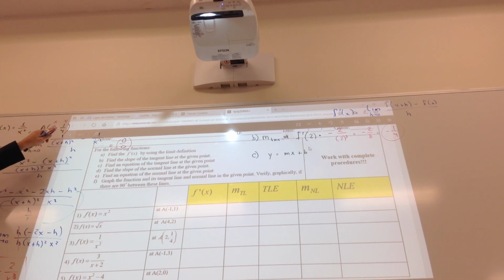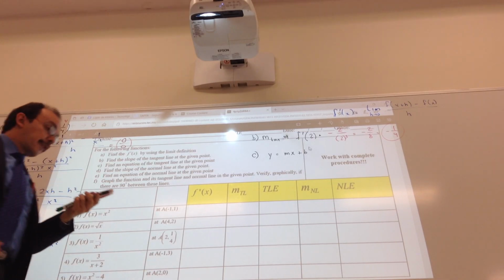And how do you find y? Just to confirm, how do I find the y if I don't have it? To find the y of the tangency point, you need to put the x in my original function. And then you have it. Of course.